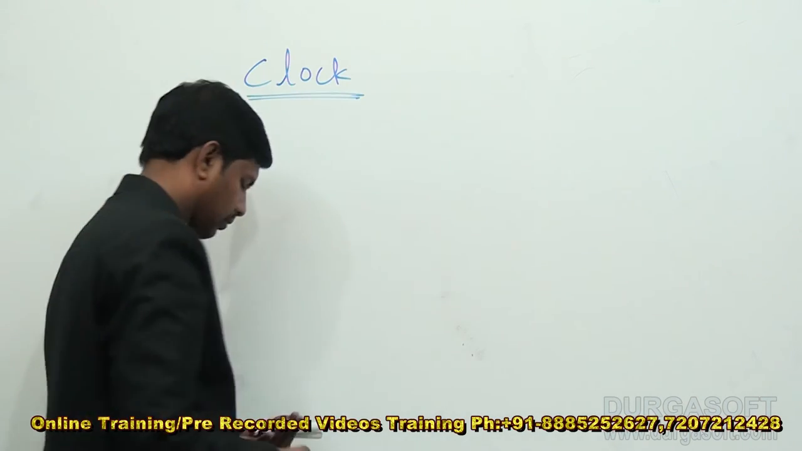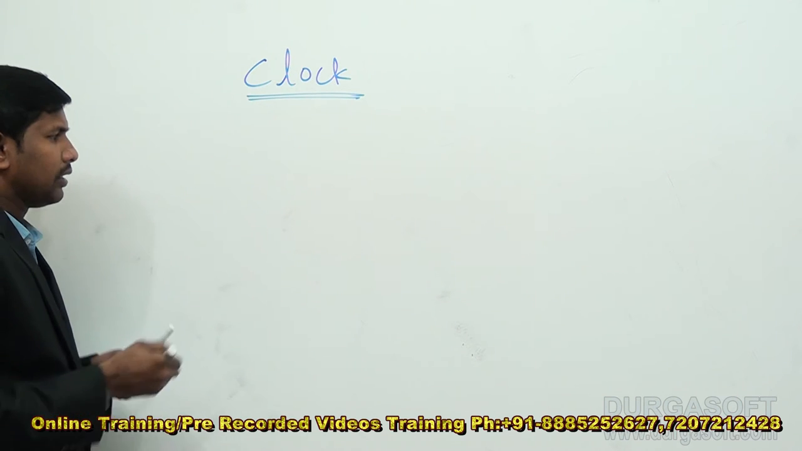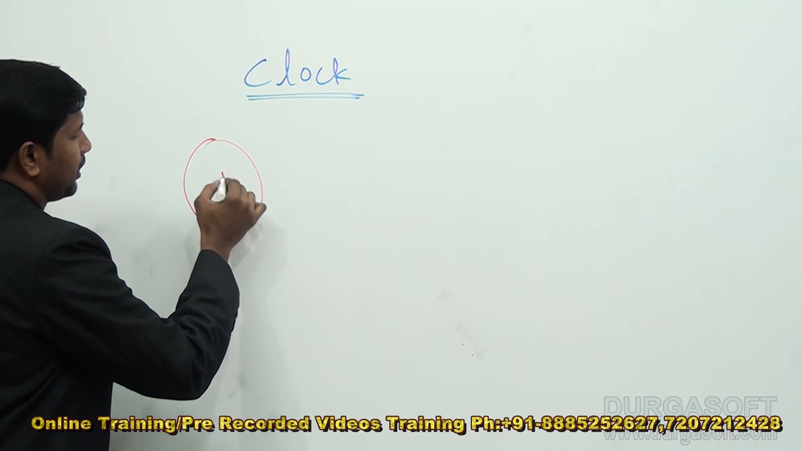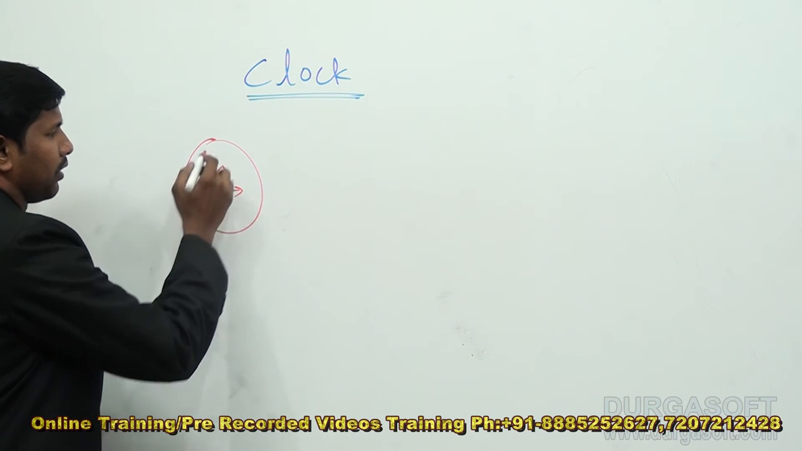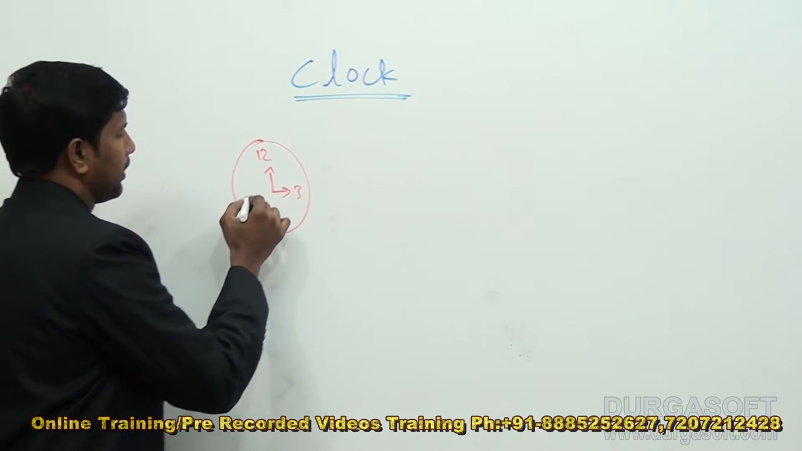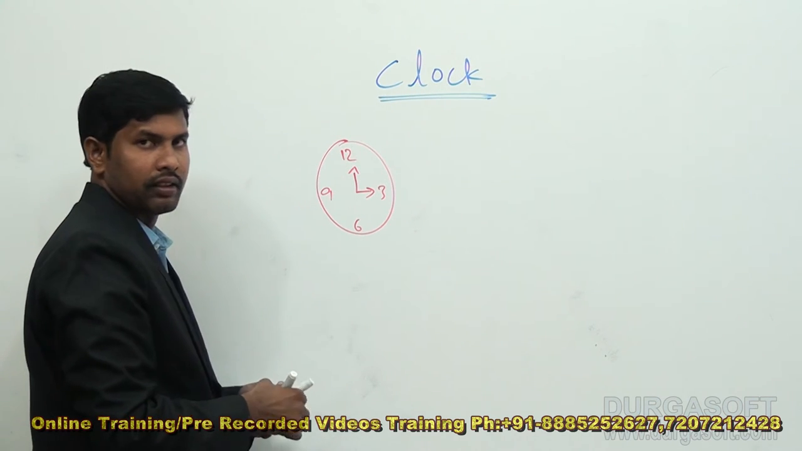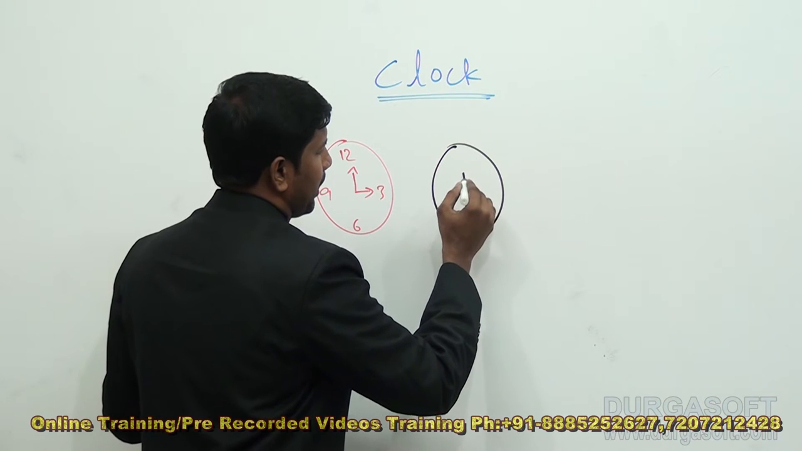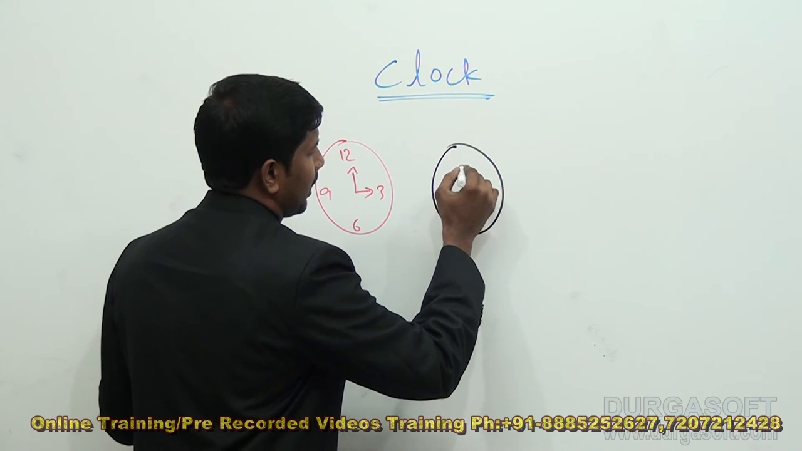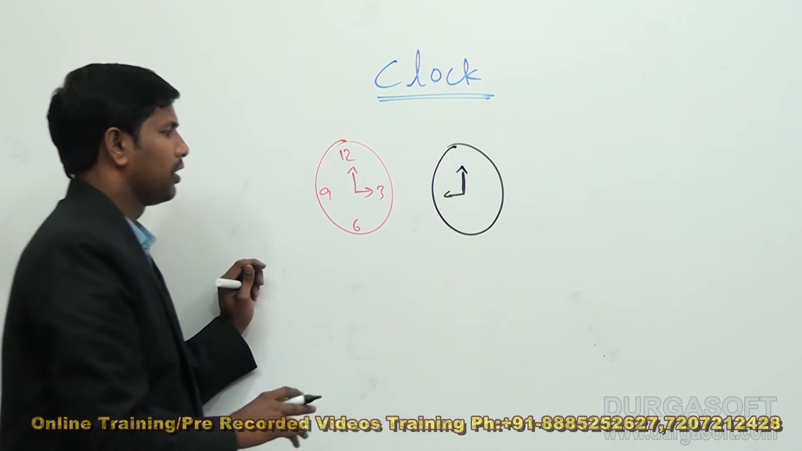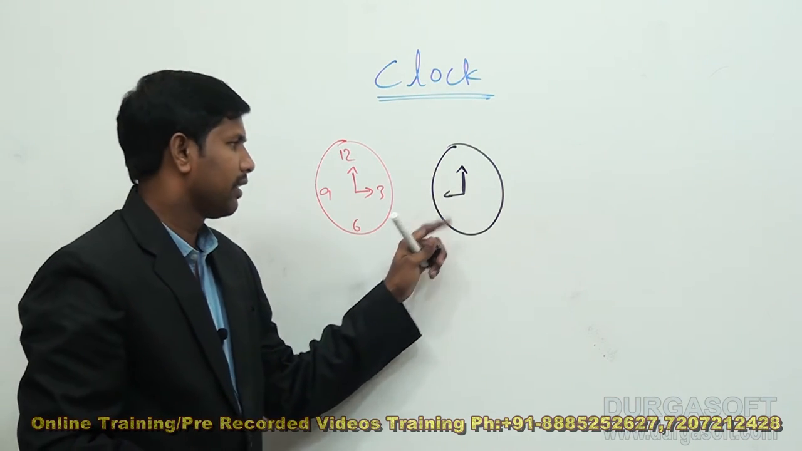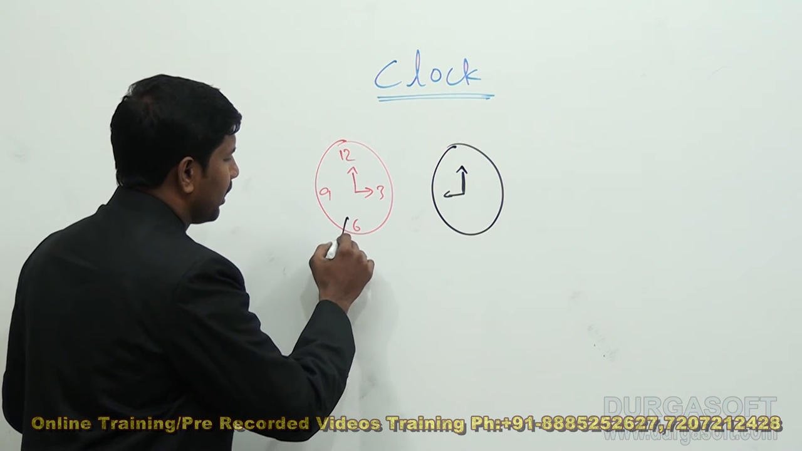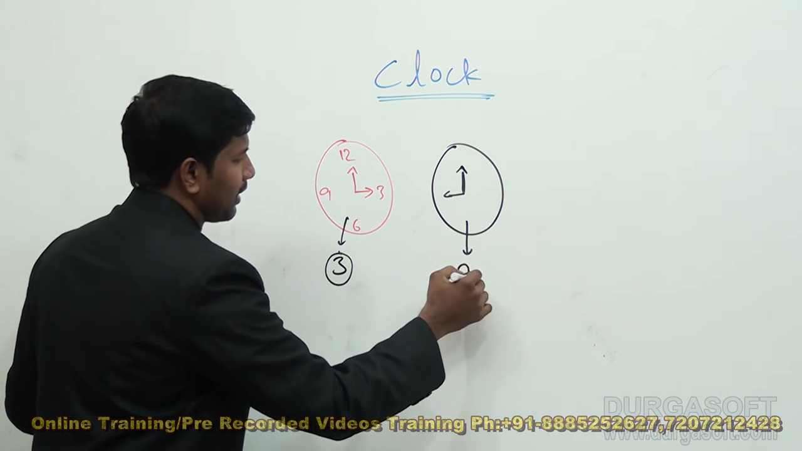Next, suppose we are having 3 o'clock exactly in a clock, and if I'm showing this clock in a mirror, then exactly what you can observe, the position of hands are like this. So when I am having 3 o'clock here, it will show something as 9.